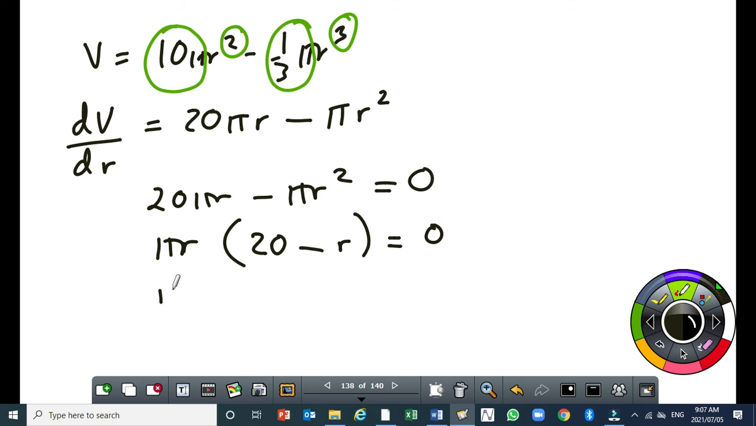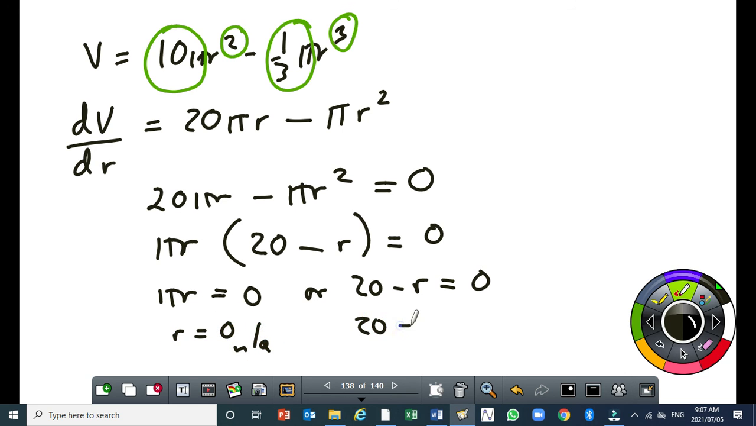This is a factor, so pi r is going to be 0, or we're going to have 20 minus r equal to 0. What this means is r is going to be 0. Now, the radius cannot be 0, so we forget about this one. We'll say r equal to 0 is not applicable. That one will be 20 equal to r, which means our r is going to be 20 centimeters.